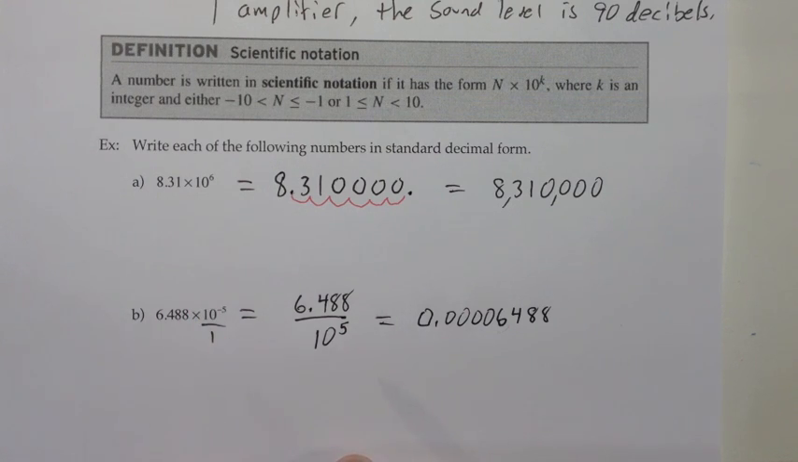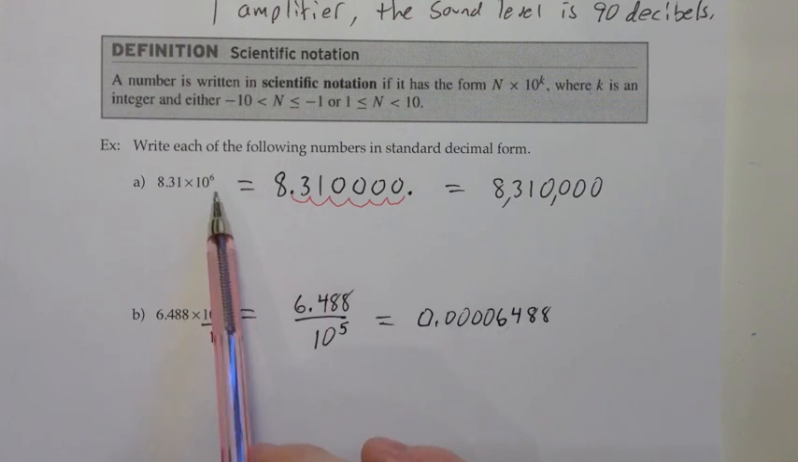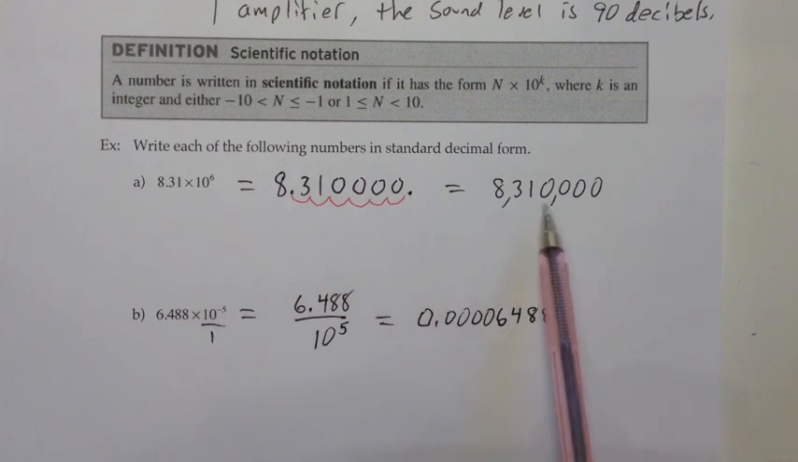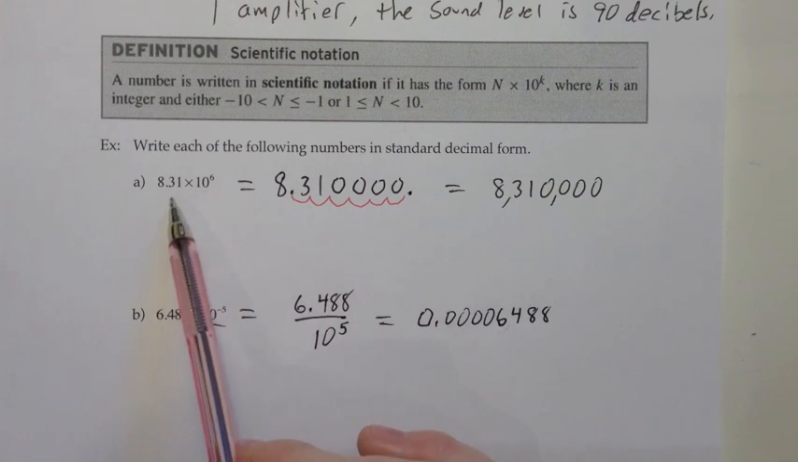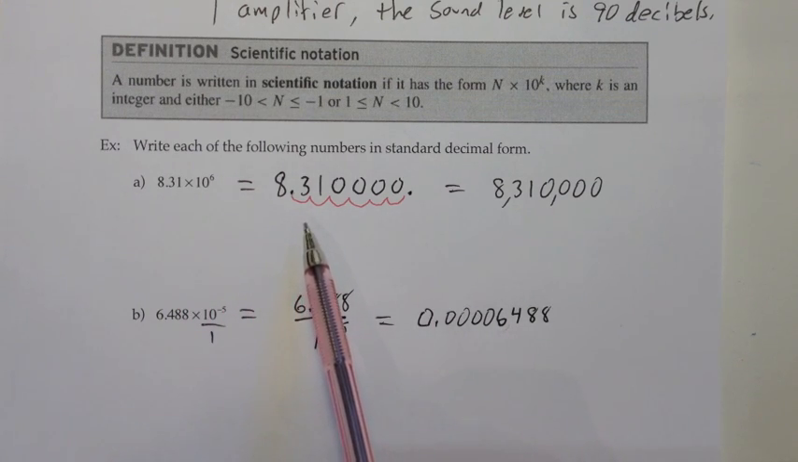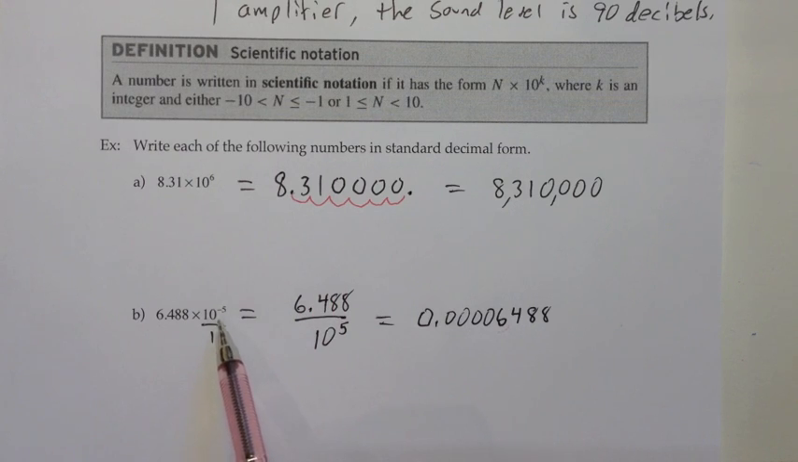So what I try to remember here is that if you have a positive exponent, you're going to get a big number, and the exponent tells you how many places to move your decimal to get that big number. If you have a negative exponent, that means you're going to be dividing, and that means this is going to end up being a really small number, and the exponent tells you how many places to move the decimal to the left to create that small number.